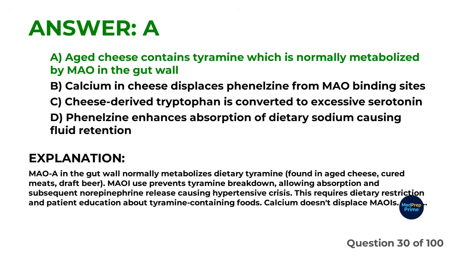Correct answer A. MAO-A in the gut wall normally metabolizes dietary tyramine found in aged cheese, cured meats, draft beer. MAOI use prevents tyramine breakdown, allowing absorption and subsequent norepinephrine release, causing hypertensive crisis. This requires dietary restriction and patient education about tyramine-containing foods. Calcium doesn't displace MAOIs. While tryptophan converts to serotonin, this isn't the mechanism of hypertensive crisis. Sodium retention doesn't explain acute severe hypertension.